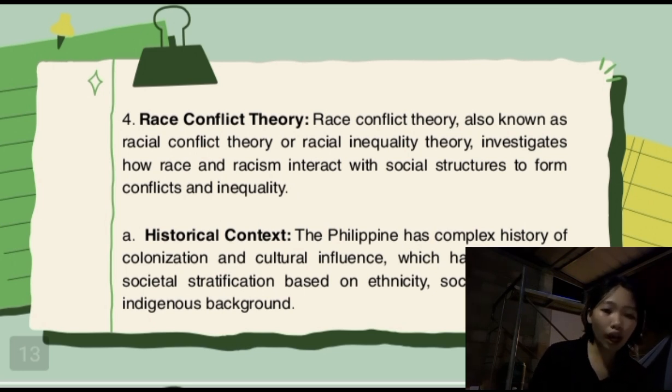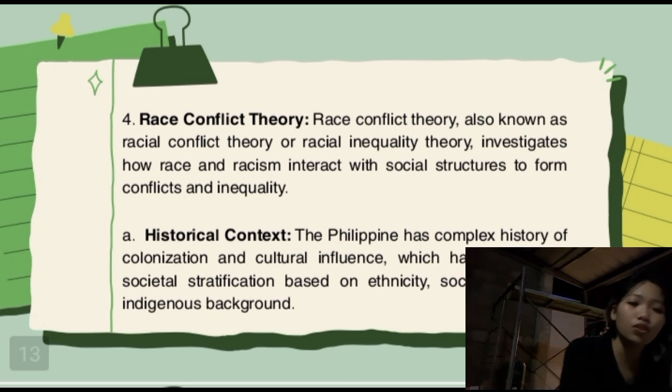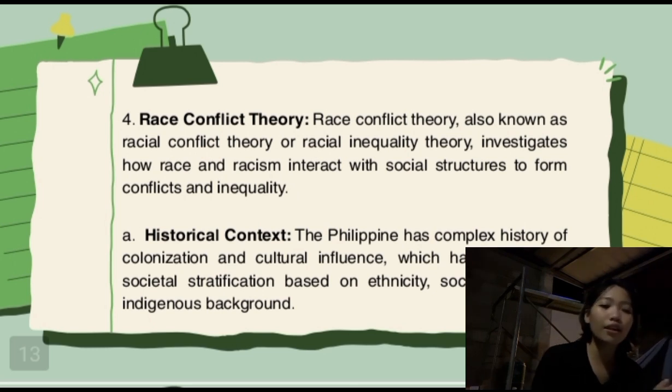So, I would like to tell you that I will report the six parts of the race conflict theory. First is the historical context. This shows how our past, especially Spanish and American colonization, shaped today's social divisions. Kasali dito ang pagka-stratify ng mga tao based sa ethnicity, social level, and backgrounds natin today.